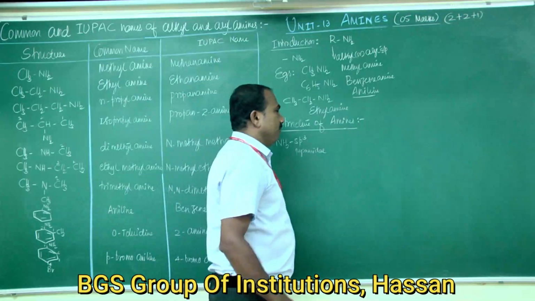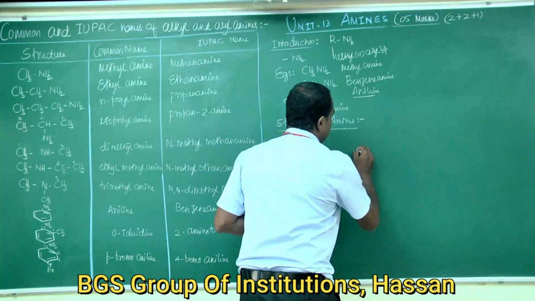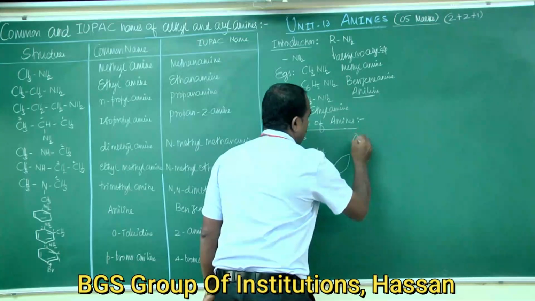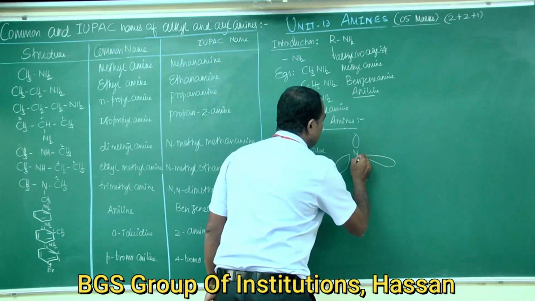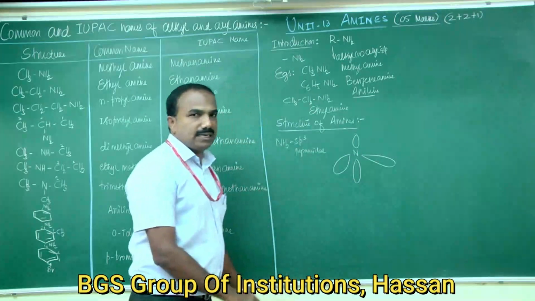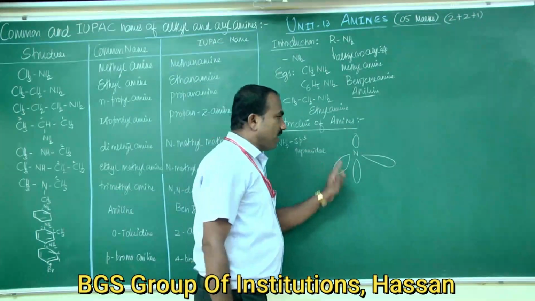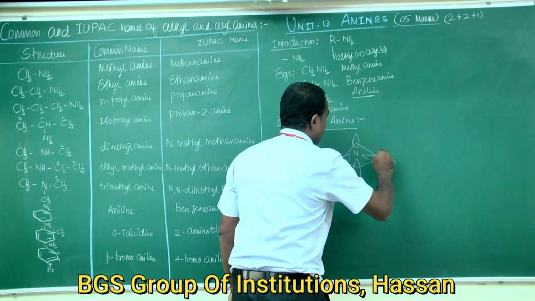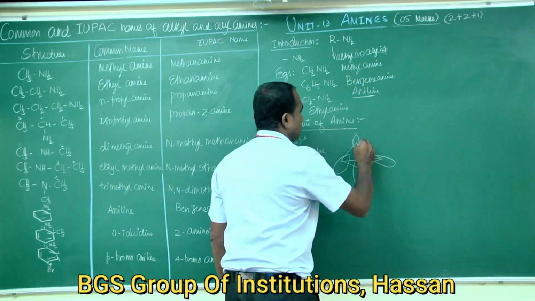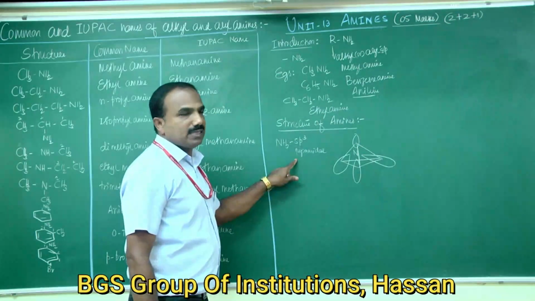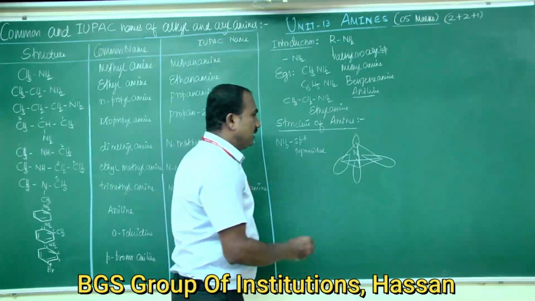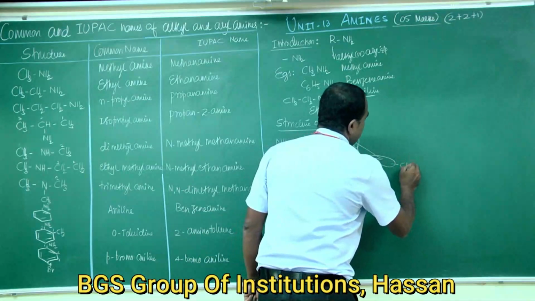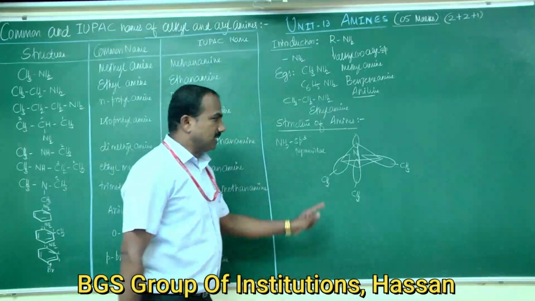So if you write the structure of trimethylamine, the nitrogen orbitals undergo sp3 hybridization, forming 4 identical sp3 hybrid orbitals. This has a trigonal pyramidal geometry. This is a methyl group, this one is a methyl group, and this one is a methyl group. This is the structure of trimethylamine.